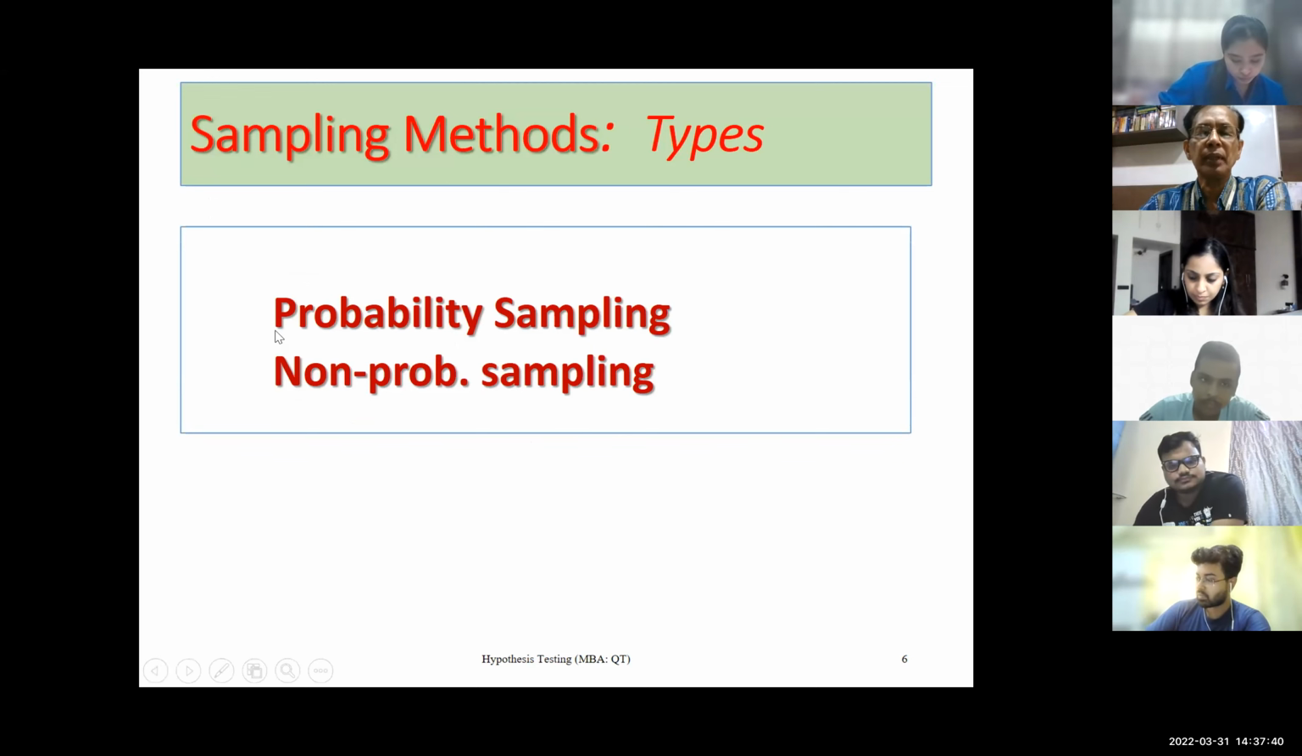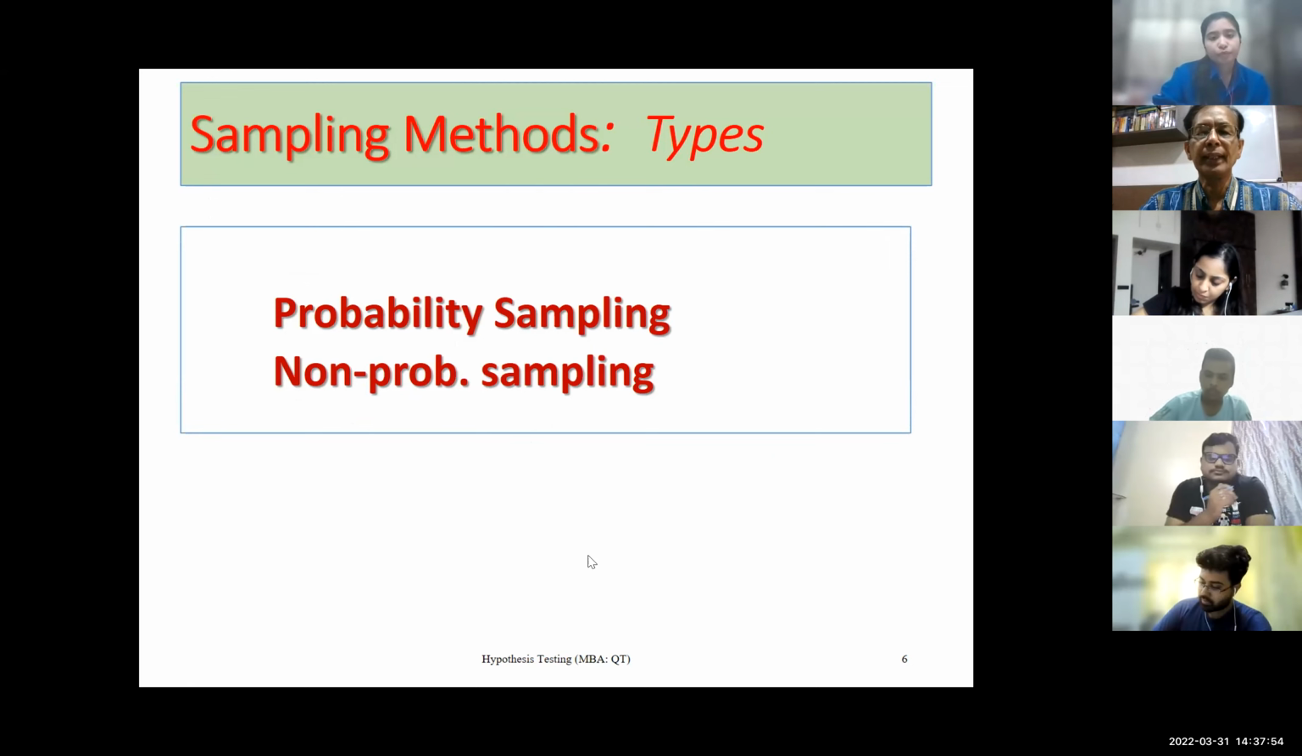Now, coming to the different methods, broadly, all sampling methods can be divided into two dichotomous categories. One is probability sampling and another is non-probability sampling. Who can tell what is the basic difference between the two, probability sampling and non-probability sampling, in a very simple way?